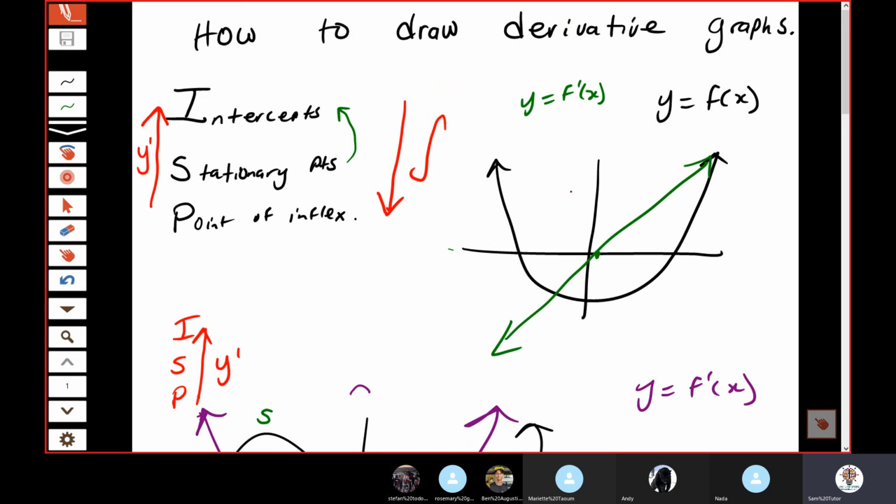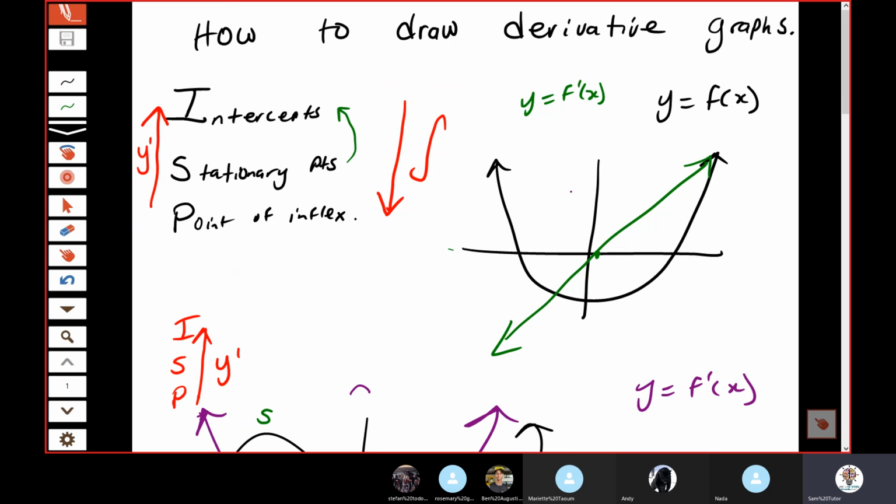How to draw derivative graphs. You would have learnt it from your teachers one way, I'm sure, because I think they do it as part of the Year 11 course. But we're going to do it using the ISP method. You guys heard that before from your teachers? I wouldn't think so because I made it up. So, intercept, stationary points, points of inflections.